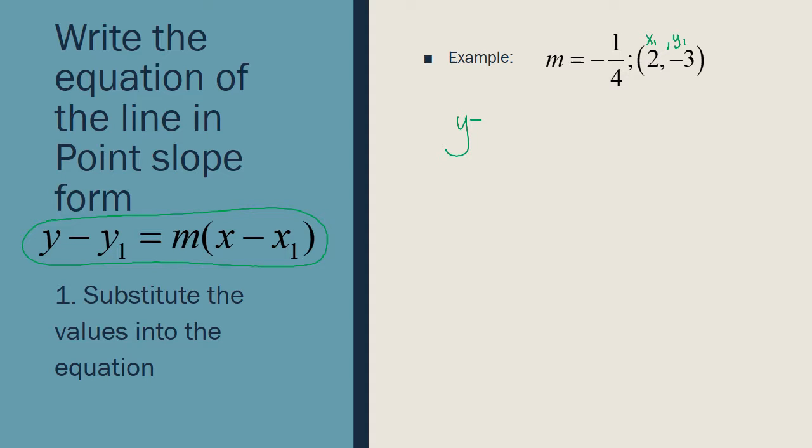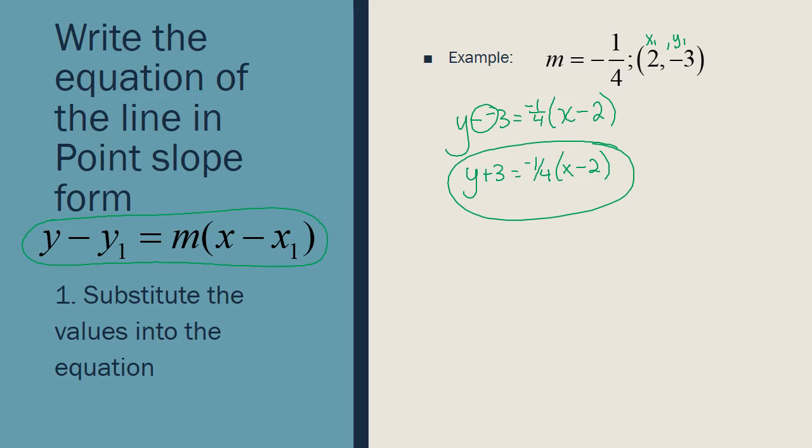Okay, so y minus my y1, which in this case is negative 3, is equal to m. It's given to me as negative 1/4. X does not change. This is for all values of x, but this is a specific x1, so in this case, 2. So now we can clean it up by right here, we see that this is minus a negative, so we go ahead and change that to addition. And this is my answer. Okay, let's keep on going.